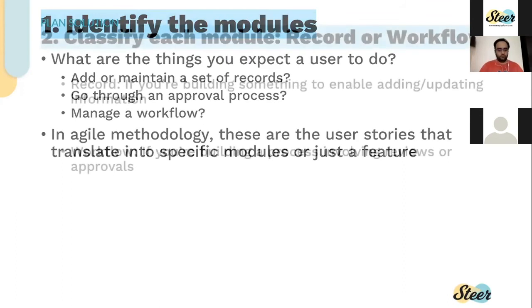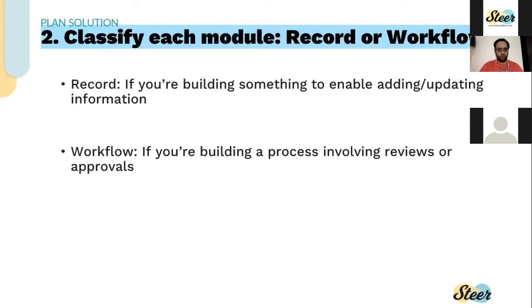So next, we classify each module, whether they are a record or a workflow. I've been mentioning records and workflows earlier, but maybe workflows might be a bit more familiar to you, but not so much records. So what are records? Essentially, records are a set of information that can be presented as either a form or a table, like an Excel sheet, to maintain, add, or update information.